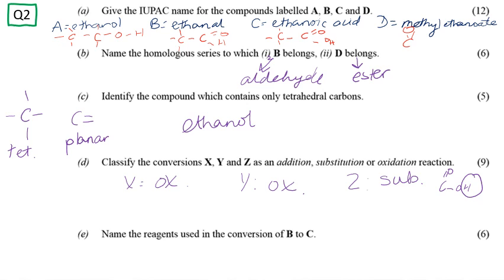Finally, name the reagents used in the conversion B to C. We did actually mention those on the last slide. Your answer would have been acidified potassium permanganate or acidified sodium dichromate.